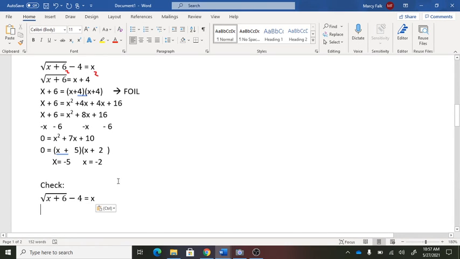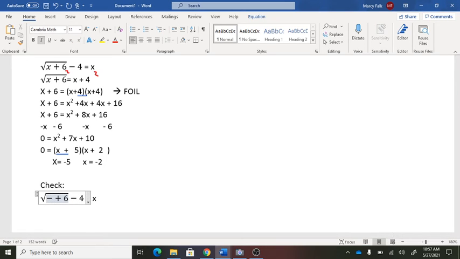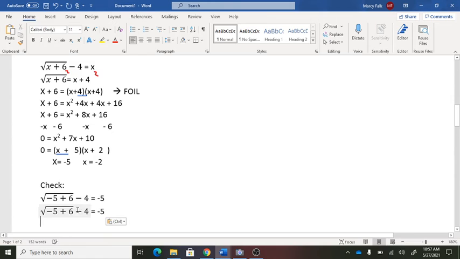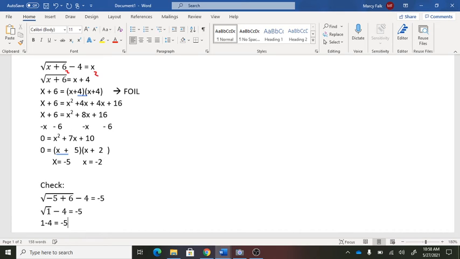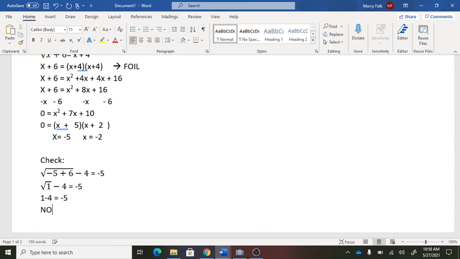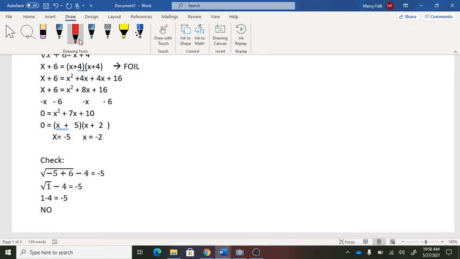I'm going to think, well, what if negative 5 was in the spot for the x? This creates a 1, and then the square root of 1 is 1. Is this a true statement? No. It doesn't work. So I'm going to eliminate that as a solution.